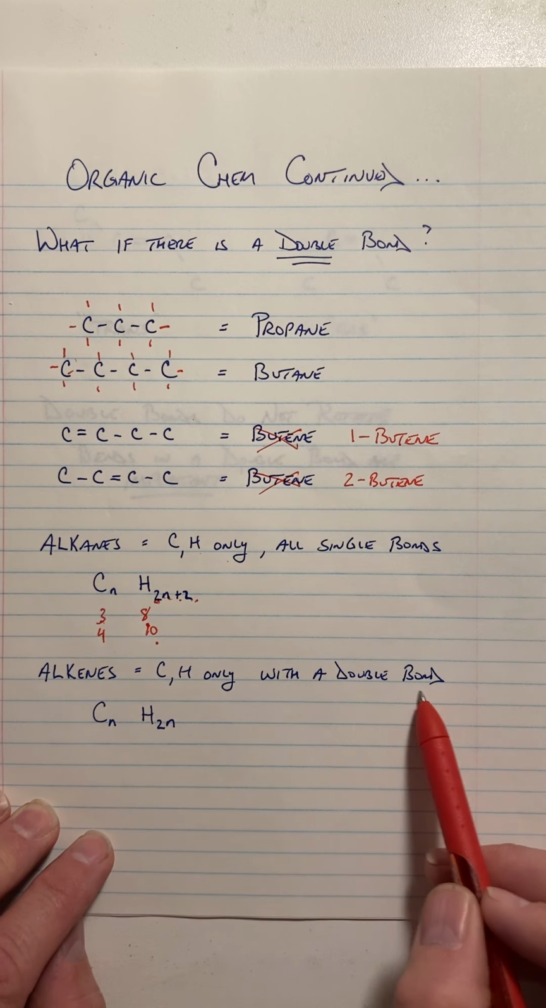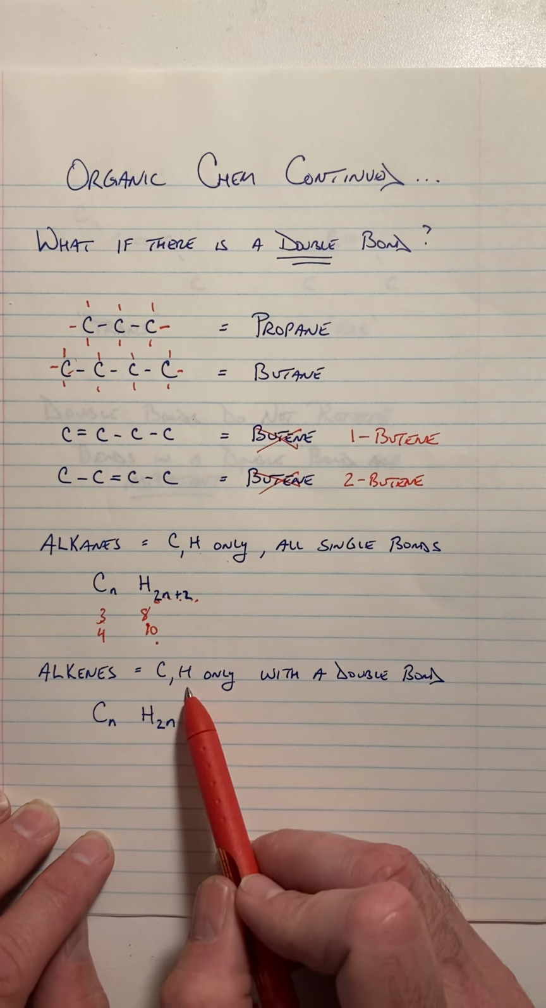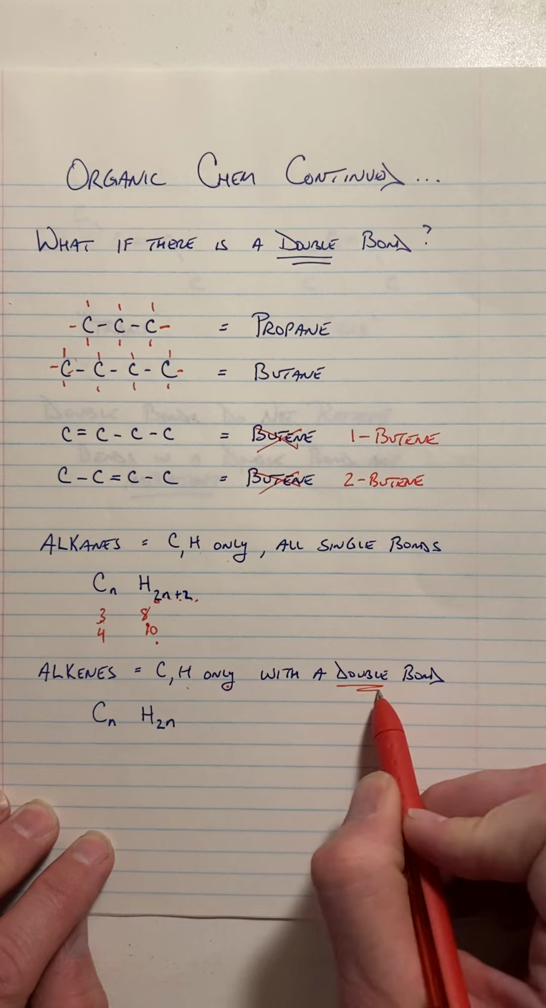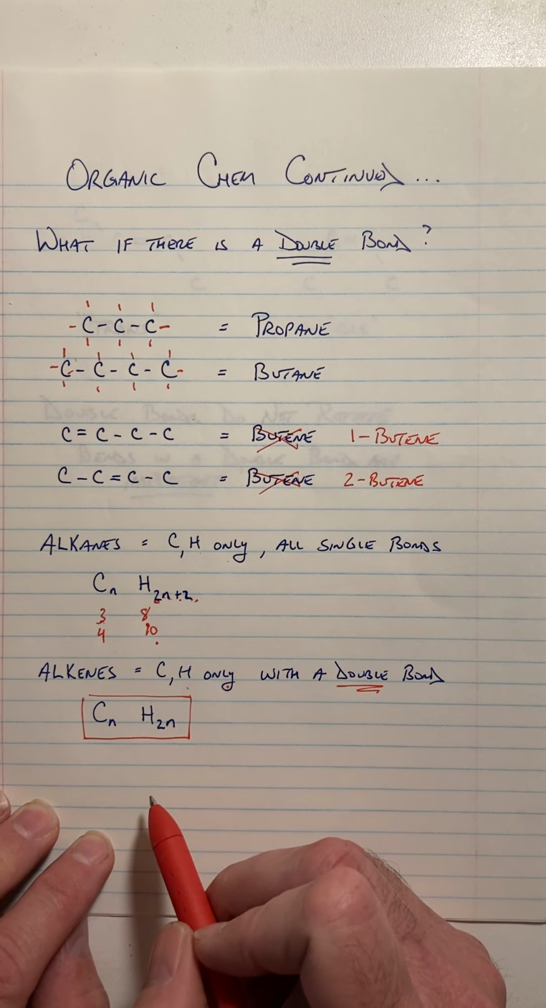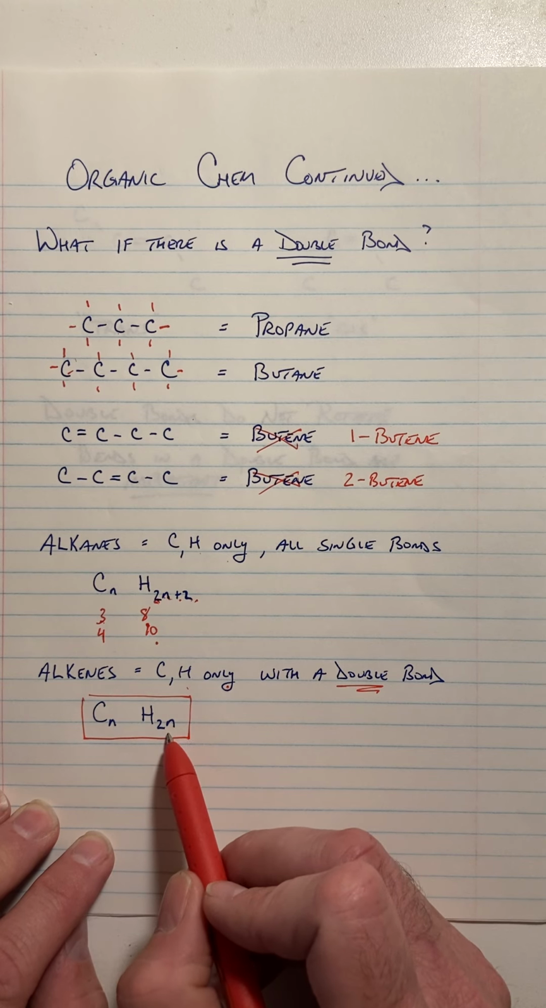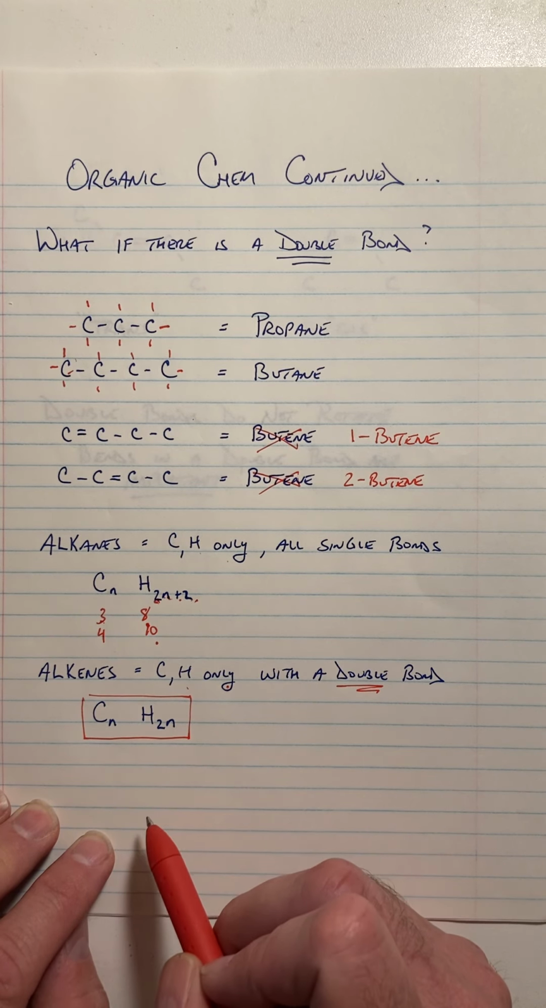If you do the same thing for alkenes, carbons and hydrogens only, but there's a double bond in there, then they have a different relationship between their carbons and their hydrogens. If you double the number of carbons, you get your number of hydrogens.